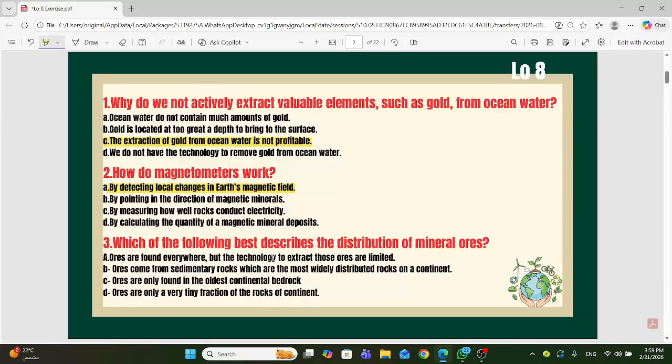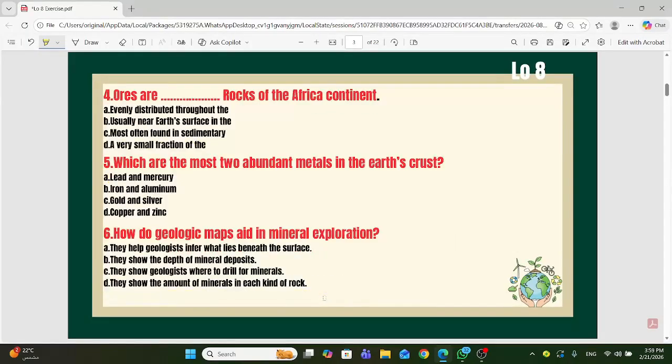Type ores are only found in the oldest continental bedrock. لا. طب ores are only a very tiny fraction of the rocks of continent. أو يبقى هتبقى إيه؟ دي. طيب ores are not rocks of the Africa continent. طيب evenly distributed through the rocks، ولا usually near Earth's surface، ولا are most often found in sedimentary. احنا لسه قايلين a very small fraction of the rocks.